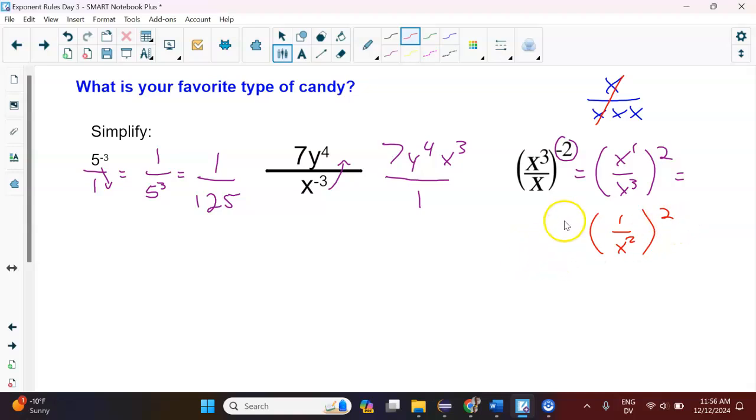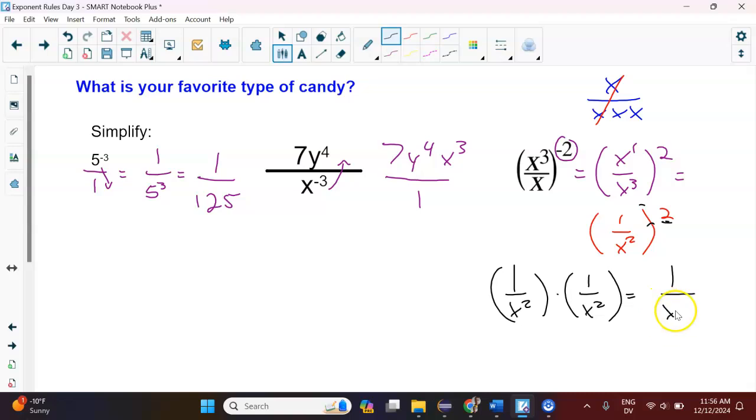All right, and then from here, it's a distributive rule. You kind of distribute in this power of 2. But if you forget that again, just write, we basically have 1 over x squared times another 1 over x squared. That's what this little 2 means. And that'll give us 1 on the top and x to the 4th on the bottom. x squared times x squared. Okay, so again, you can distribute it in, but I like just expanding it out, or at least thinking about what it looks like in expanded form.